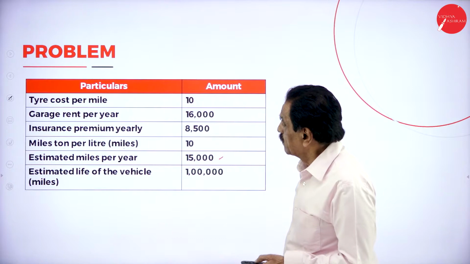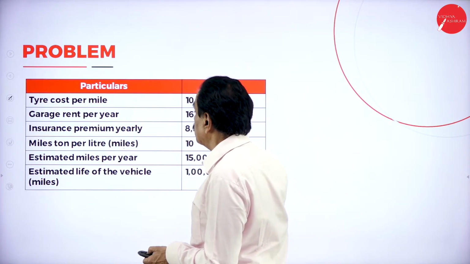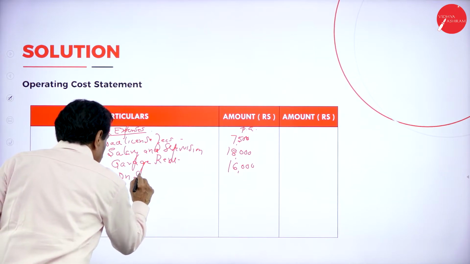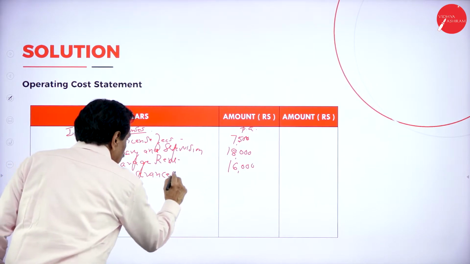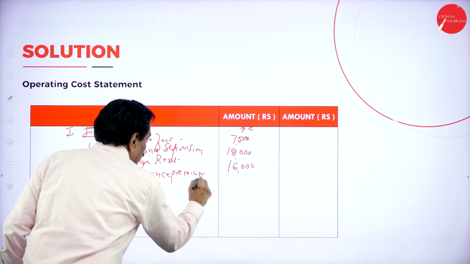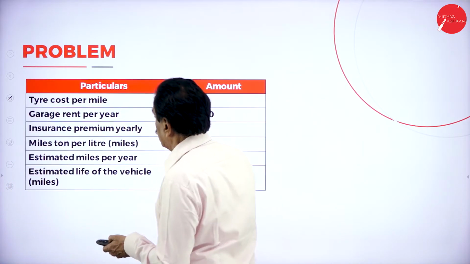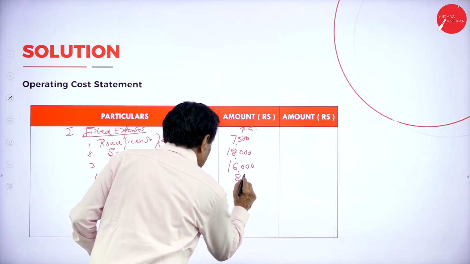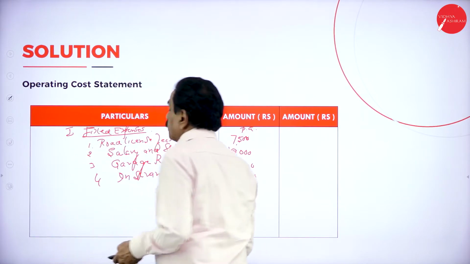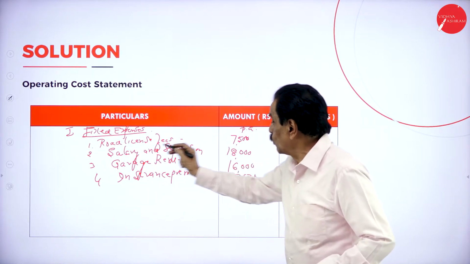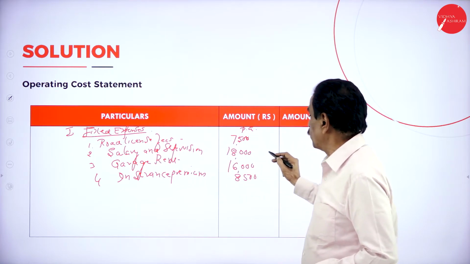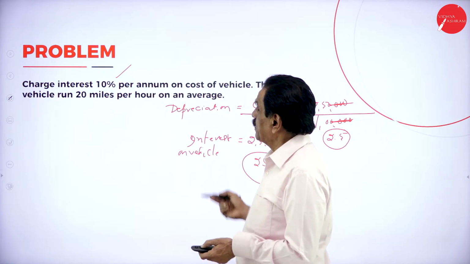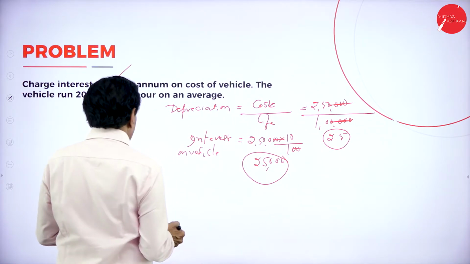Then this is over. Insurance premium per annum. Insurance premium yearly 8,500. All per annum. First one, road license fees, salary of supervision, garage rent, insurance premium. Here, interest, you have calculated 25,000.